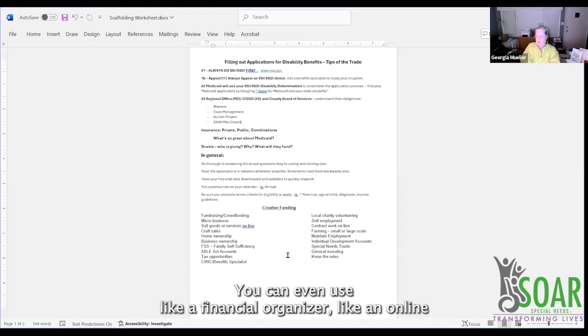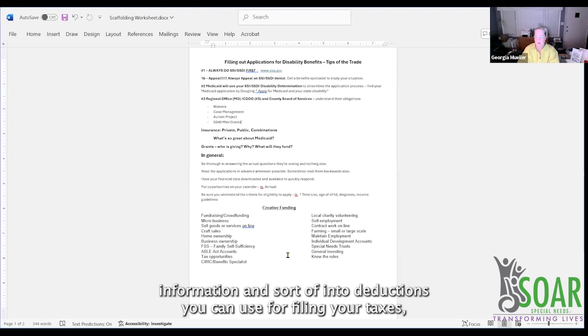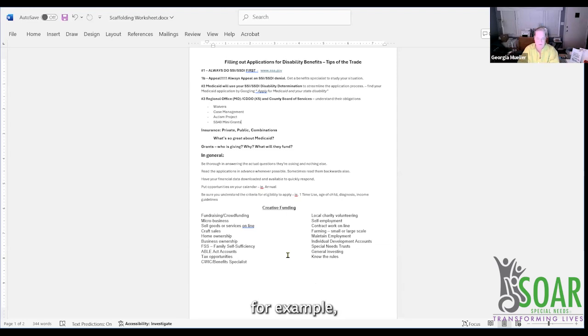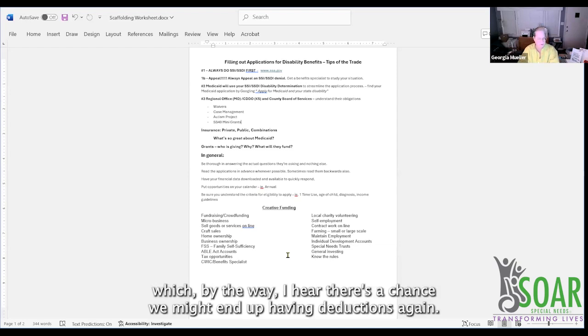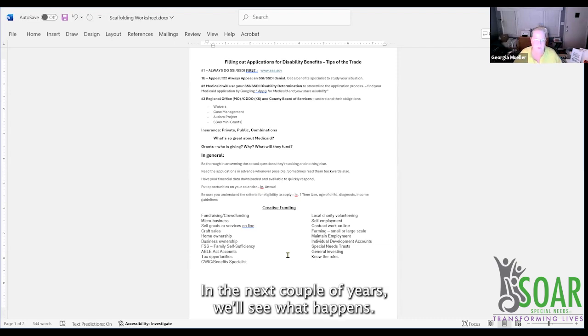You could even use a financial organizer, like an online app for bank accounts. You could organize information into deductions you could use for filing your taxes, for example, which, by the way, I hear there's a chance we might end up having deductions again, and they may get rid of standardized deductions in the next couple of years. We'll see what happens.